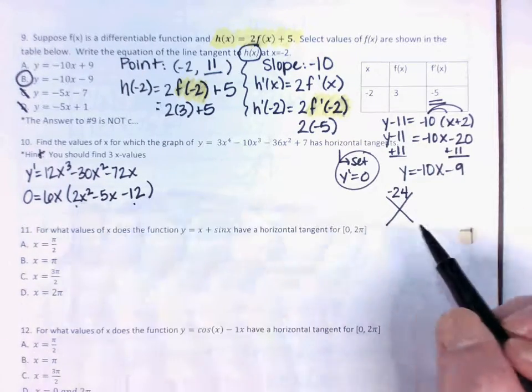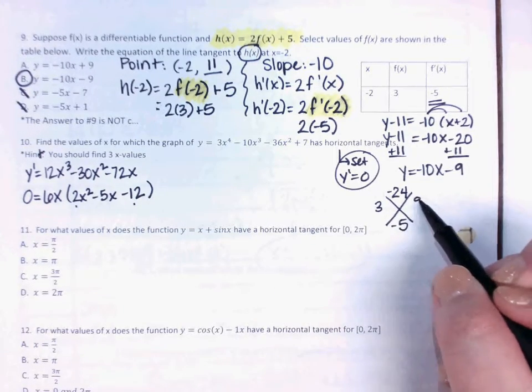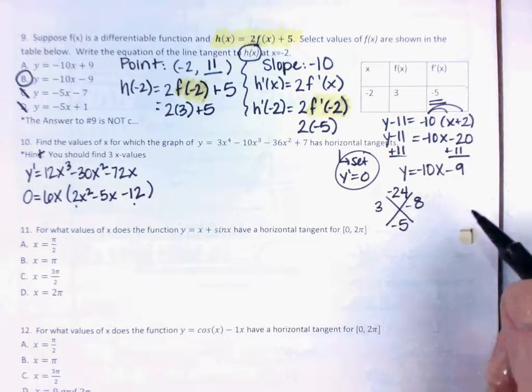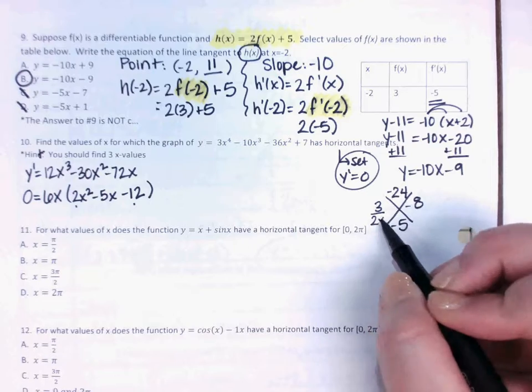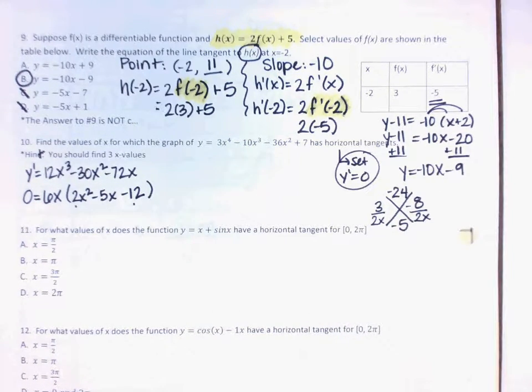I need a difference of negative 5. Who are my partners? 3 times 8. Now, if I want a minus to get a negative 5, which one needs to be negative? The 8. Then from there, to avoid having to group, I'm going to divide by 2x and reduce. Okay, but if you love the grouping, do the grouping, it's fine.